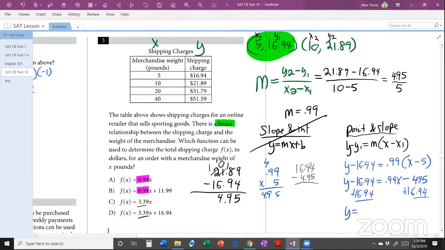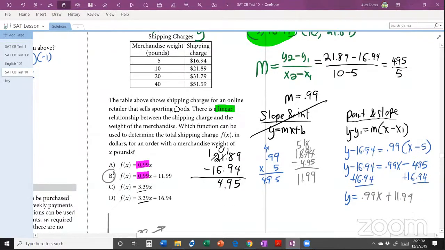And so we have 14 minus 5 is 9. Reduce that to an 8, add a 1. 18 minus 9 is 9. Reduce that to a 5, subtract 5 minus 4 is 1. And bring down this 1, and we have 11.99. So the answer is 0.99x plus 11.99, and that matches choice B for number 3. Moving right along now.